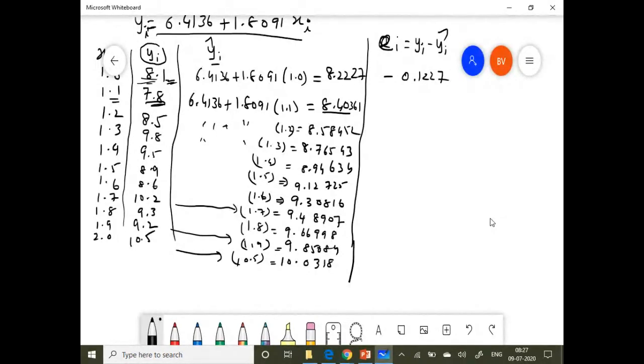Now this minus this one, you get negative 0.60361, and this minus this one, this is bigger, so now you'll get a positive value. Actually yi minus y cap. This minus this one again is negative 0.08452. But here it is bigger, 9.8 versus 8.7, so you'll get a positive 1.03457.